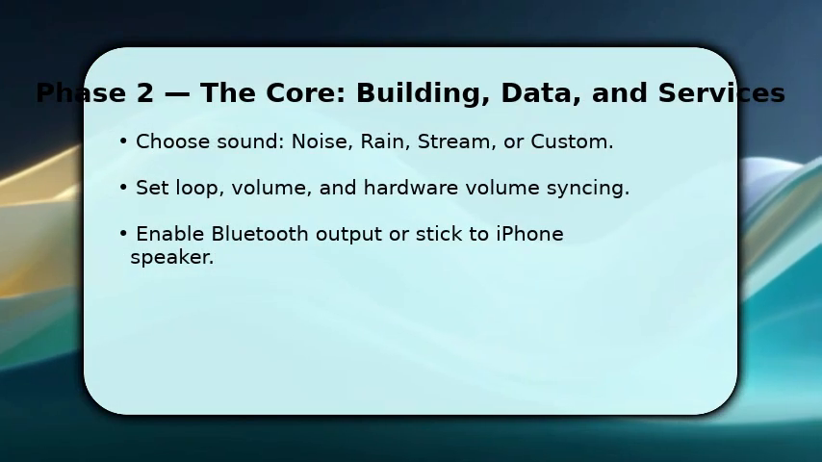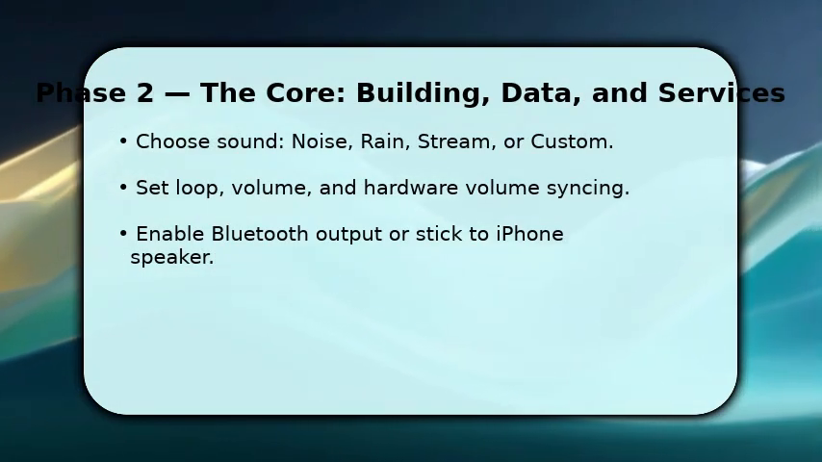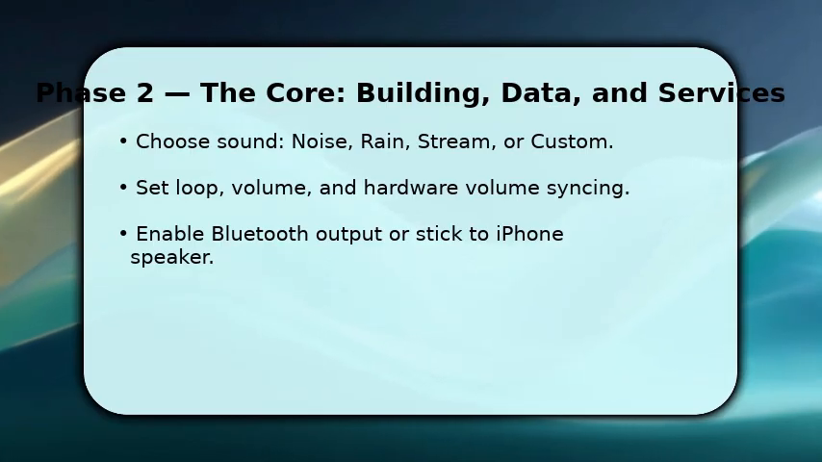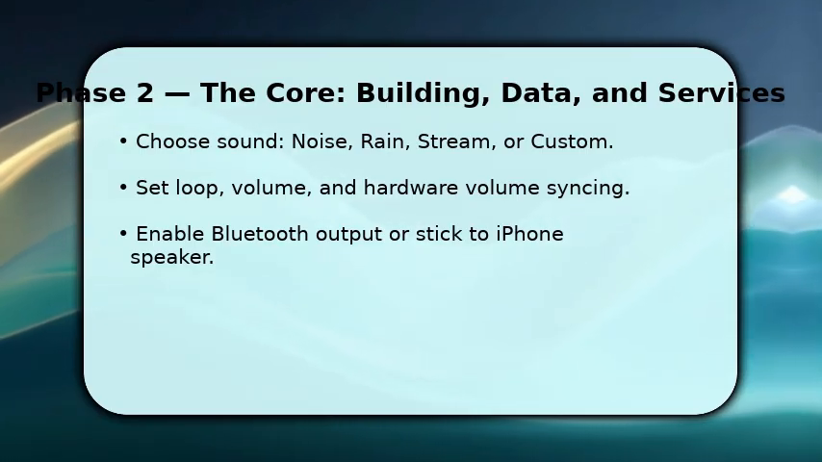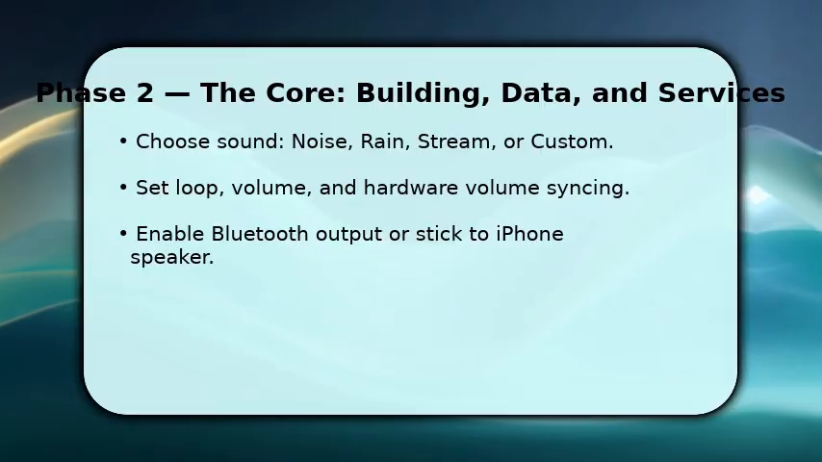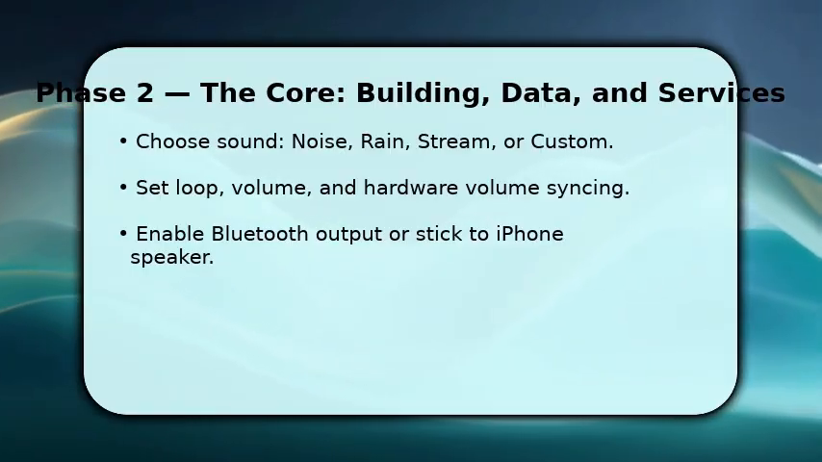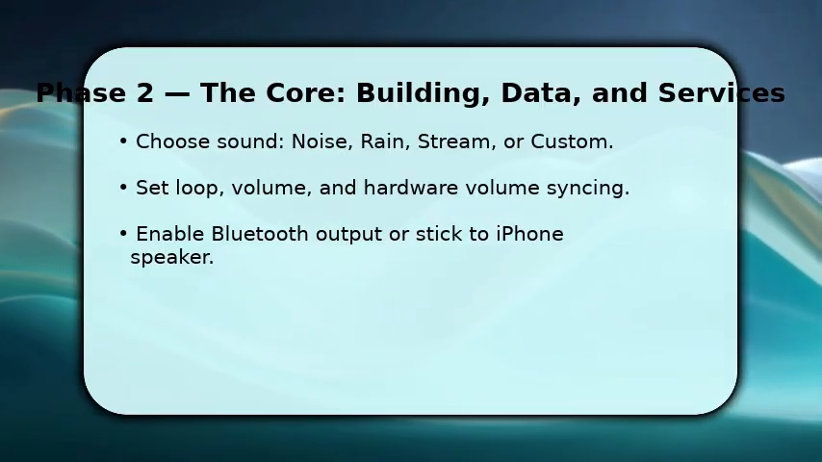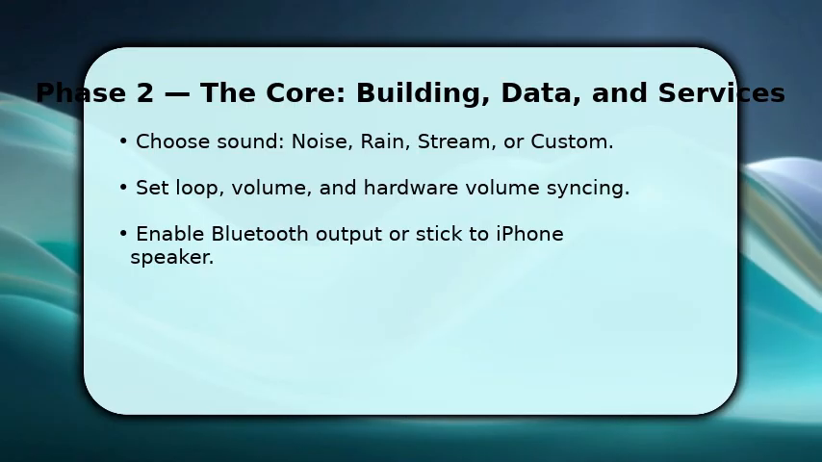Now customize how the background sound behaves so it fits your workflow. Select a noise type, for example rain or stream, and adjust the built-in EQ and volume to sit under voices. You can enable sound looping or sync the control with hardware buttons. This keeps quick adjustments natural.